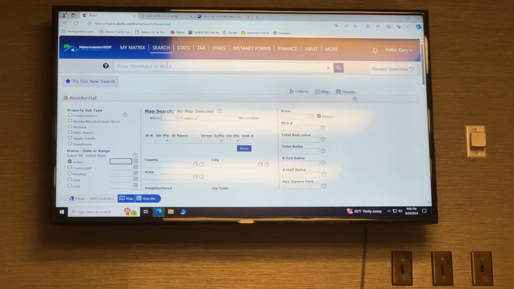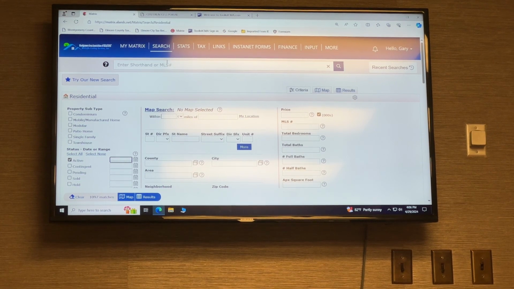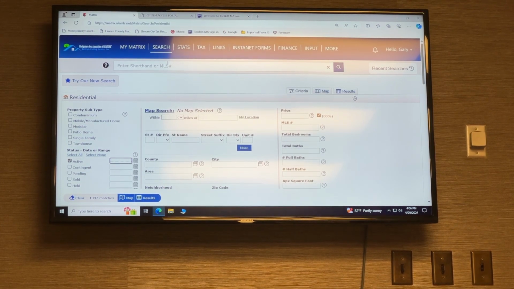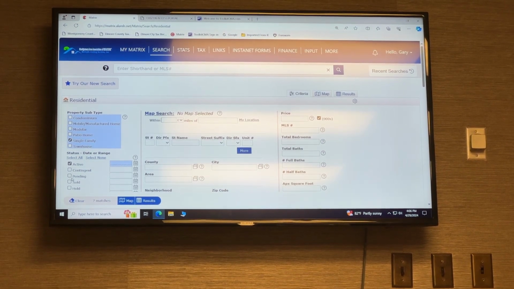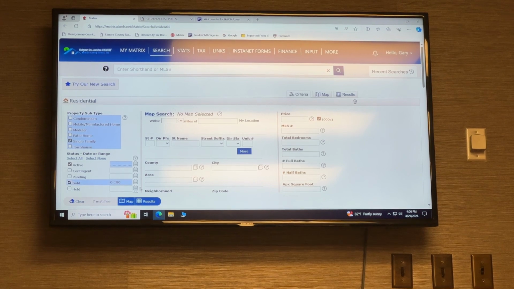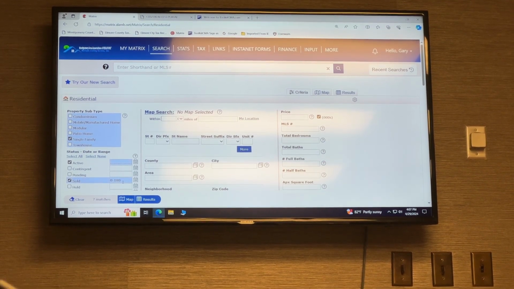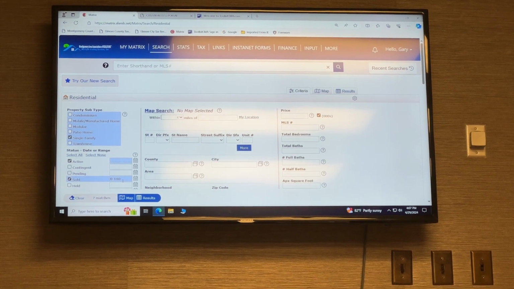The appraiser is doing basically what we're doing, just a little more detailed. So we're looking for single family, and we want sold properties, and note here, it goes back 180 days, 6 months. 6 months is a good time frame for market analysis.